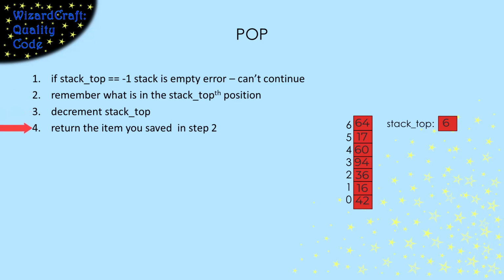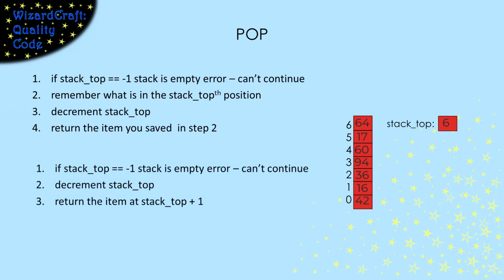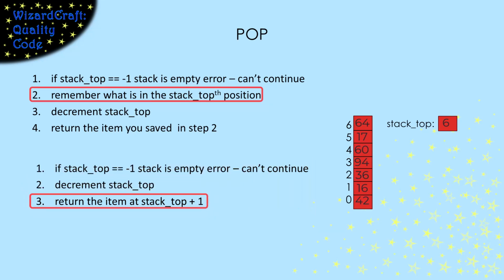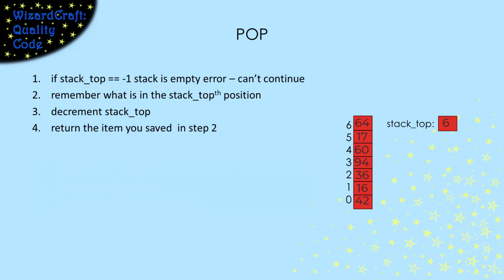that we remembered. Yes, I could do this in fewer lines of code with this strategy, but that always leaves me confused about where stack top should be. I really like that the first solution pops what is at stack top, not what is at stack top plus 1. So I'm going to hide that alternative again.